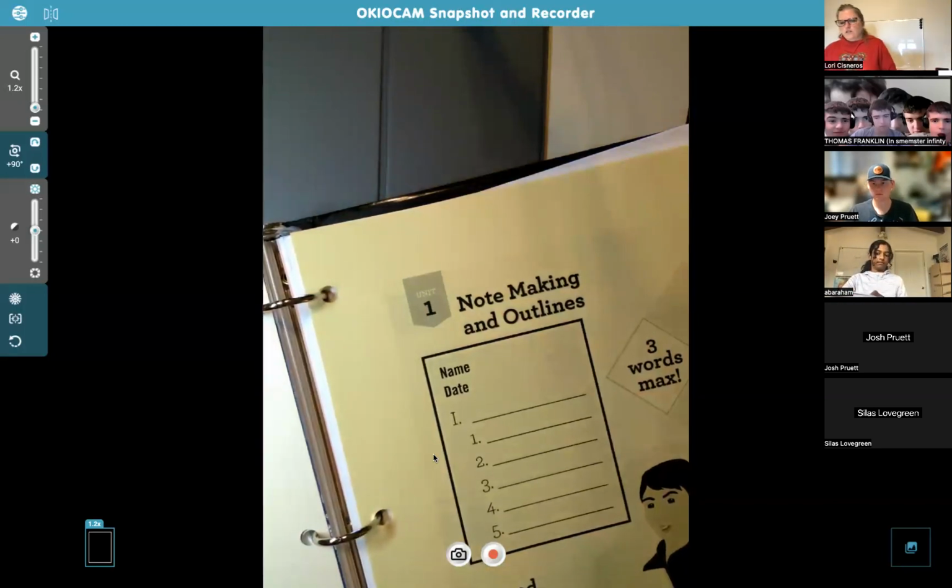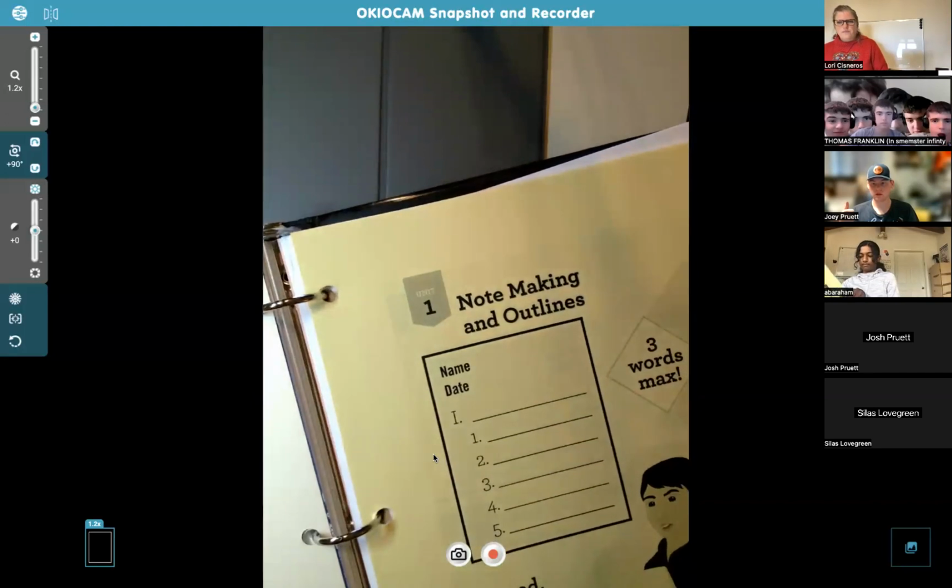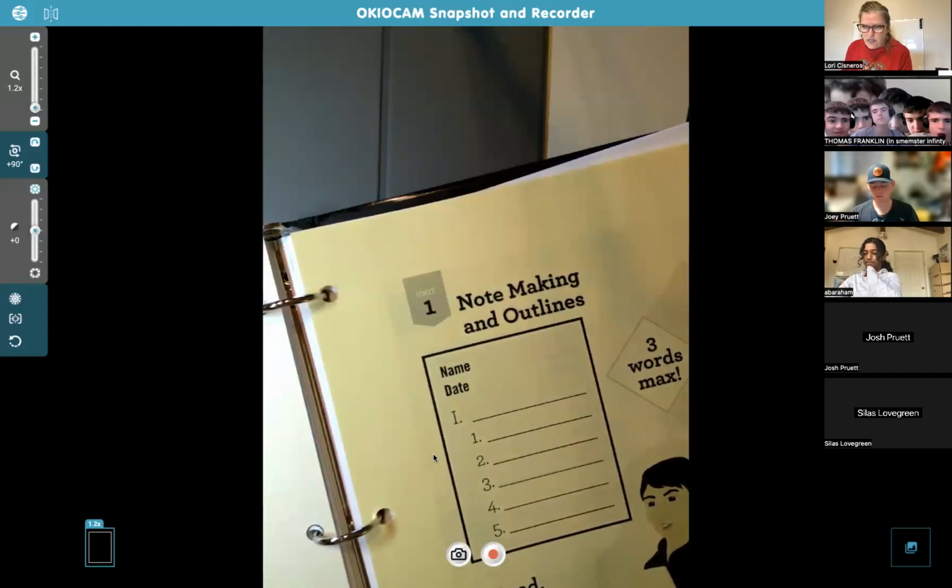Okay, good. I see Josh's thumb up. And Joey, good. Thank you, Silas. You getting it? Okay, Thomas, you're good. It's really important to take the time to organize your binder. I'm serious, because we're going to keep pulling things out and moving things around. And if you don't stay on top of it, your binder is going to be a giant mess. And then it's hard to find stuff.